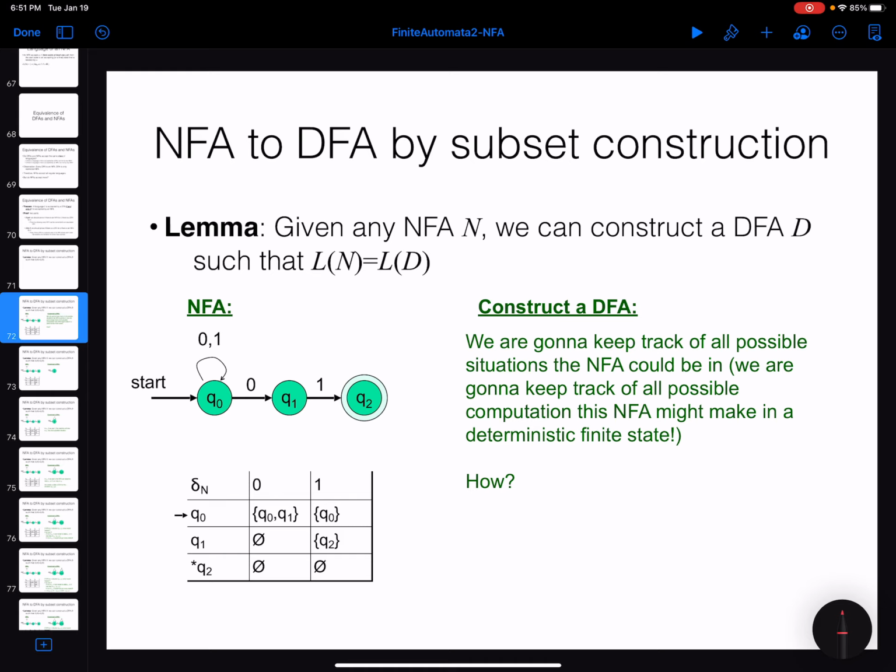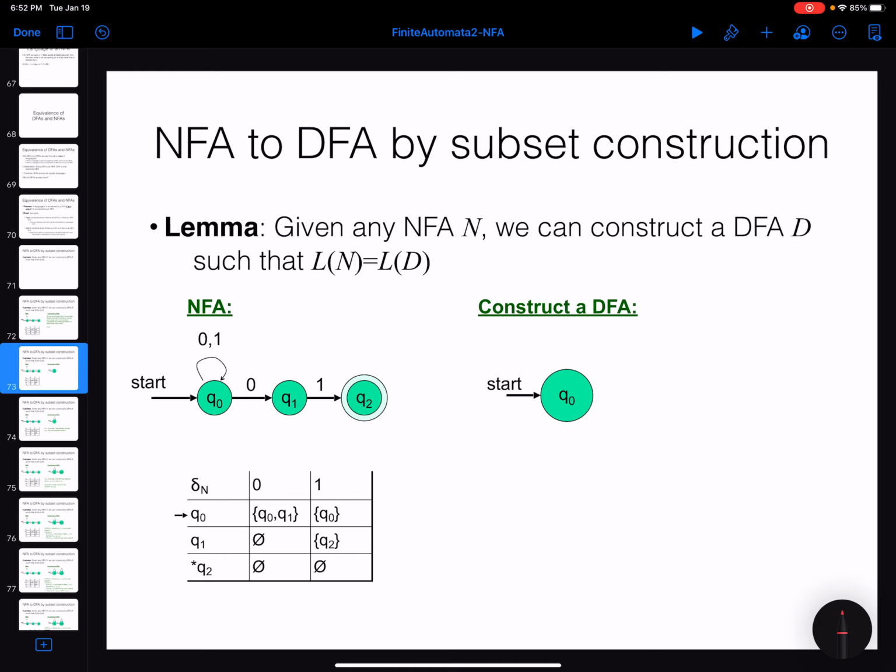Okay, so the whole idea of creating the equivalent DFA from an NFA is that when we are creating the DFA, we try to represent all possible situations that the NFA can be in. So basically we try to create a DFA that has one state for all possible situations that the NFA can be in at the same time. Let me show how I'm going to do that over an example.